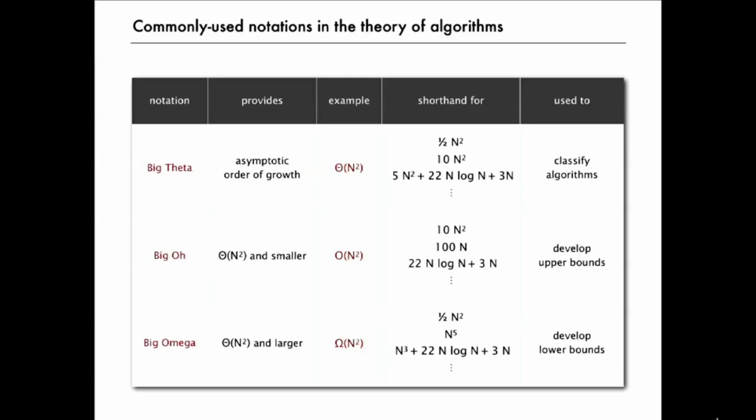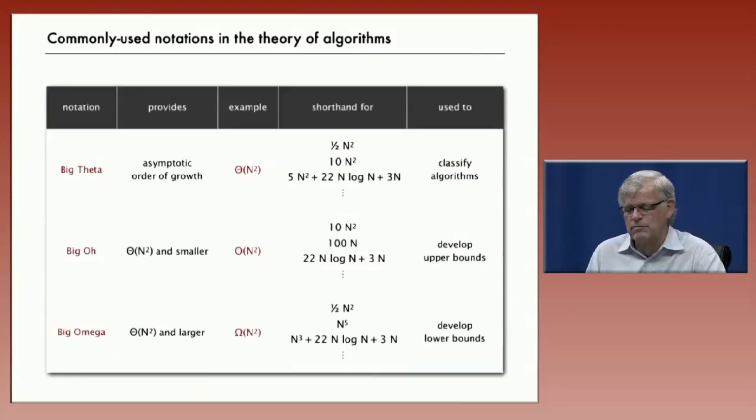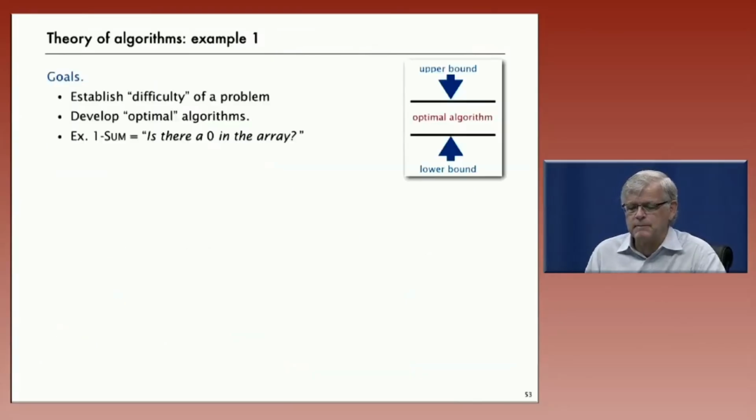And then there's Big O notation, which is upper bounds on performance. When we say Big O of n squared, we mean that it's less than some constant times n squared as n grows. And Big Omega is used for lower bounds, which means it's greater than some constant times n squared as n grows. Those three notations we're able to use to classify algorithms, and I'll show that in the following.